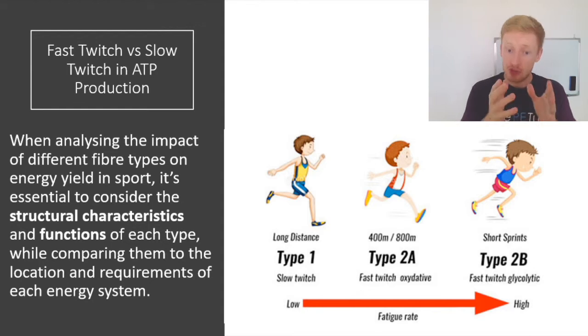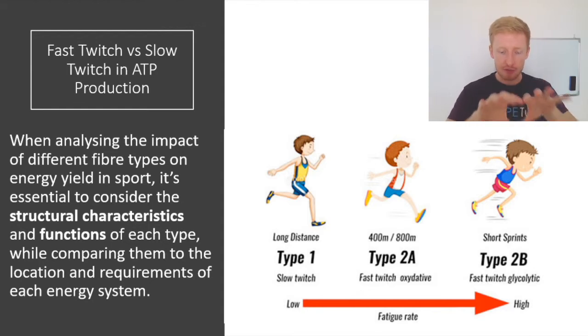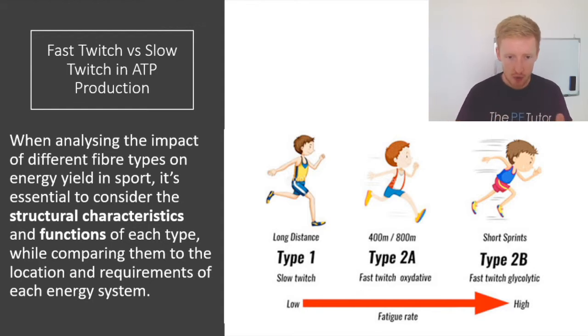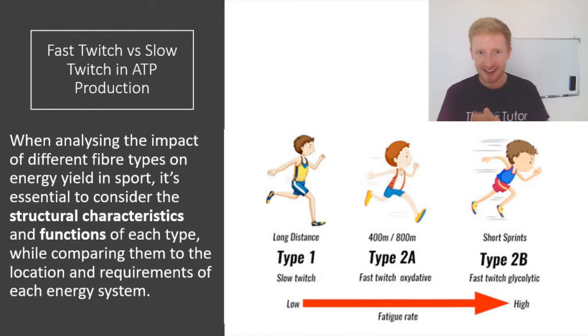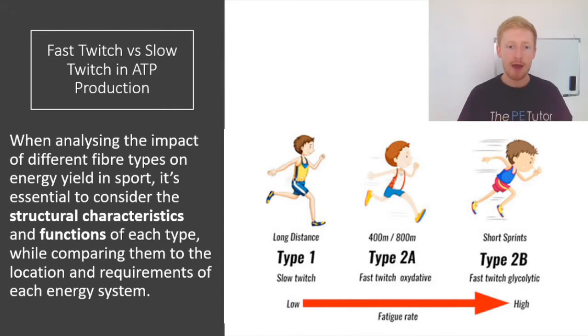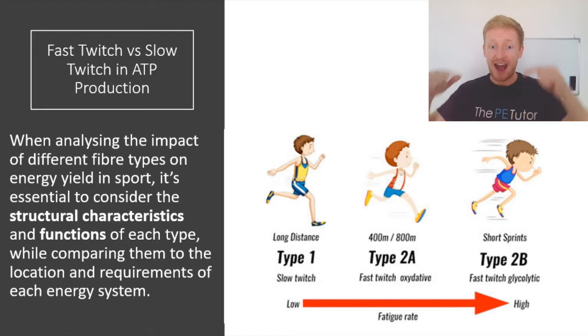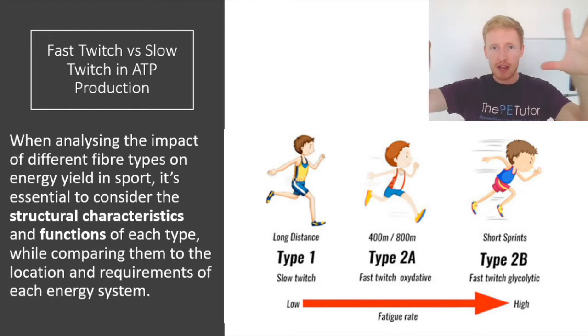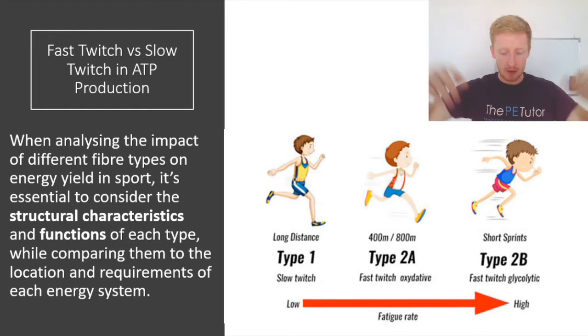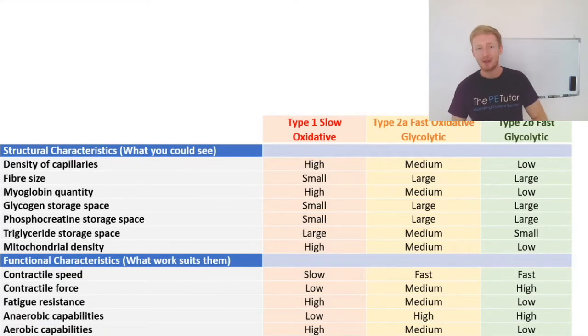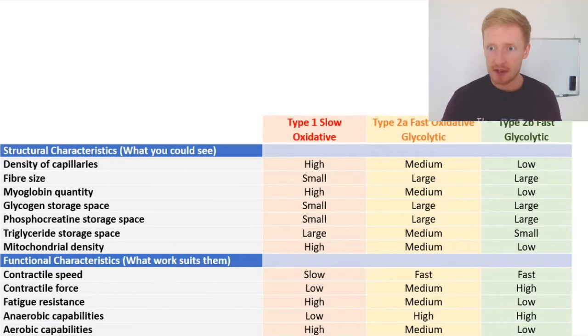Okay, so just to remind you, we do have these three muscle fibre types: our slow twitch, our fast twitch oxidative, and then fast twitch glycolytic. And as you can see from that arrow there, we've got this increase in fatigue rate as we see this increase in contractibility. Okay, so just to go into a bit more detail of the specific structures and functions.